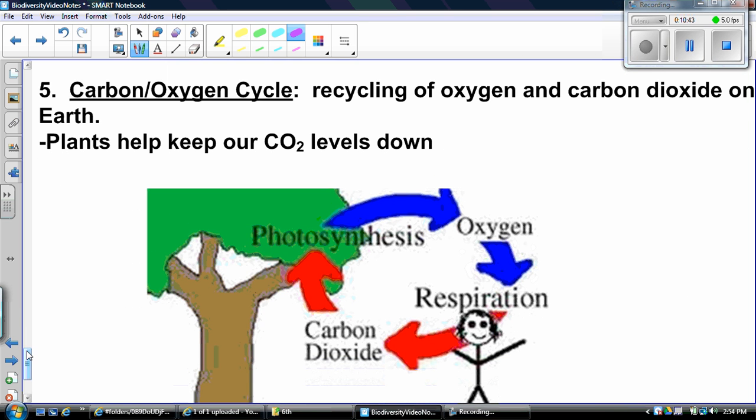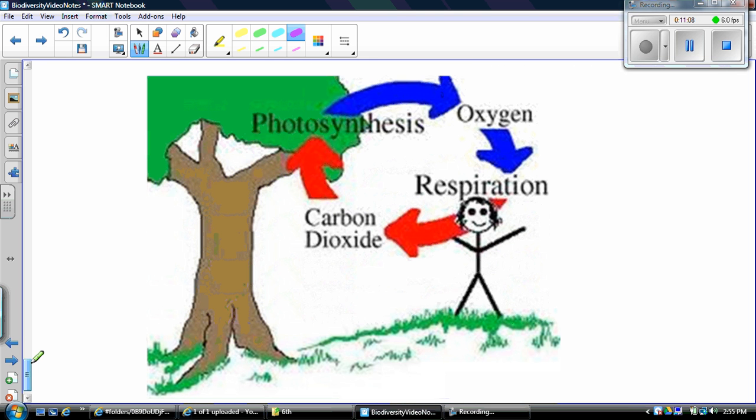Okay, the last cycle that we're going to talk about is the carbon and oxygen cycle. This is the recycling of oxygen and carbon dioxide on Earth. So again, we're going to talk about how living things affect how matter is recycled on Earth. Plants help keep our carbon dioxide levels down. That is one of the most important things that plants do on Earth. So let's take a look at this cycle.